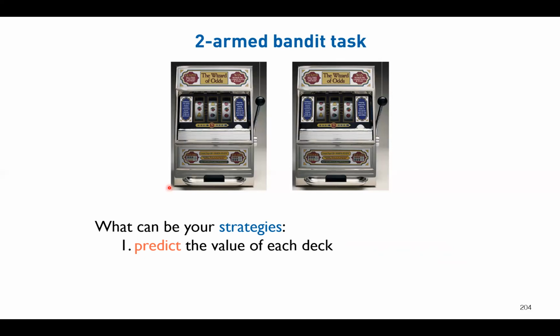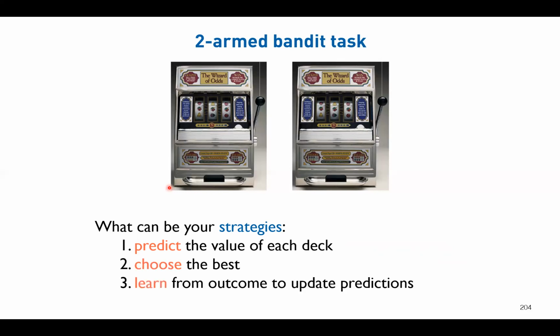So you make a prediction which one is better, which one is worse. And then you behave accordingly. So you make the decision according to your prediction. And what you will receive is the feedback.